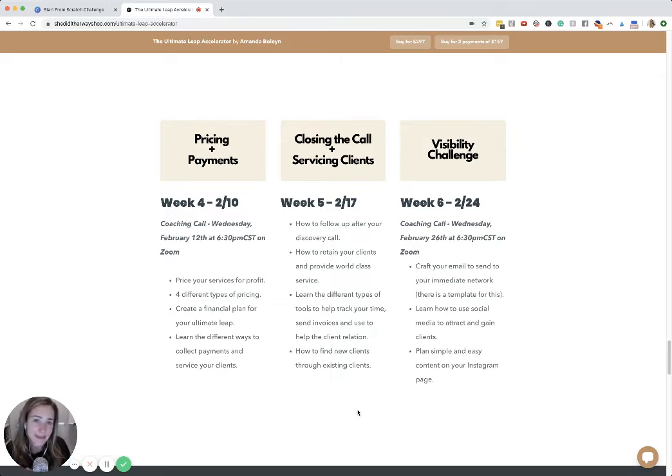And then week 6, because at this point you have all the tools that you need to be successful, this is really about the visibility challenge. So it's go time. You've got everything in place. You've got your calendar link set up. You know how to have a conversation. You know what tools you need.